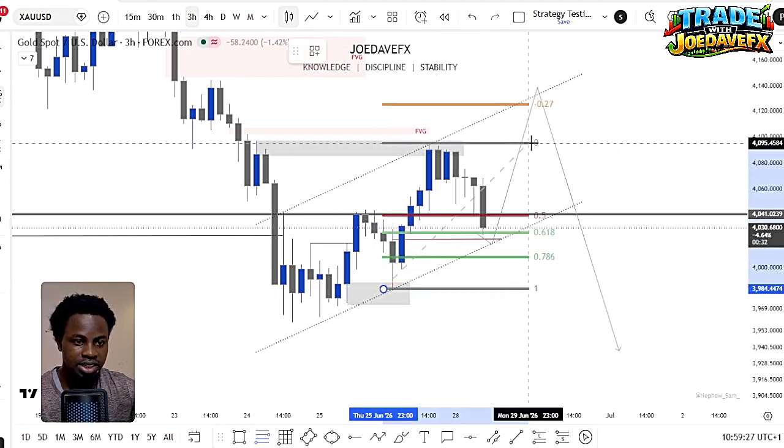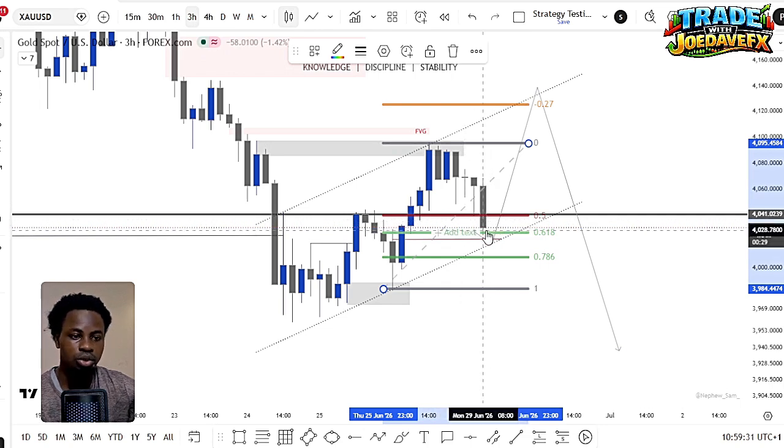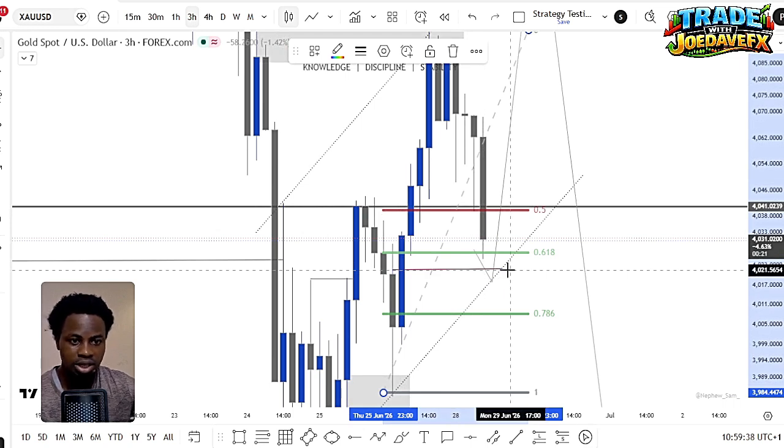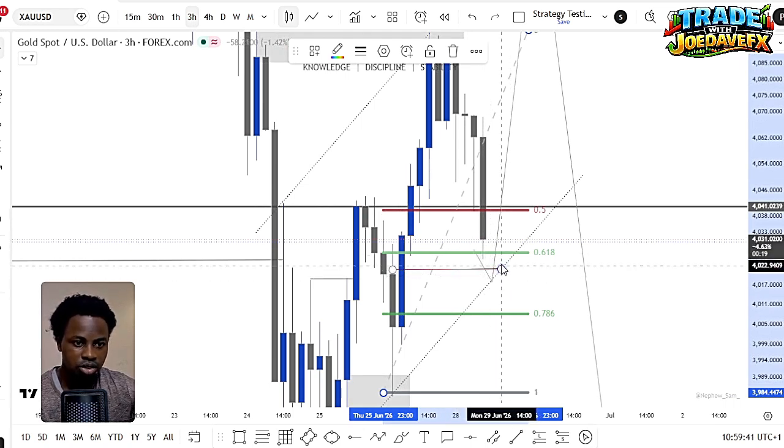So if I extend it here, price is now back inside of the golden zone, and probably price might just enter into this OTE zone. You can see this zone I marked on the 4H time frame is that other block. So probably price might just enter into this OTE zone.